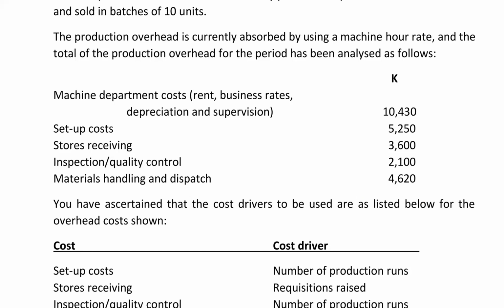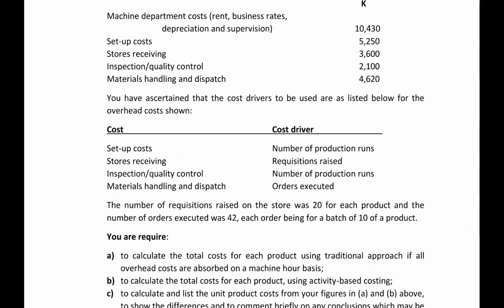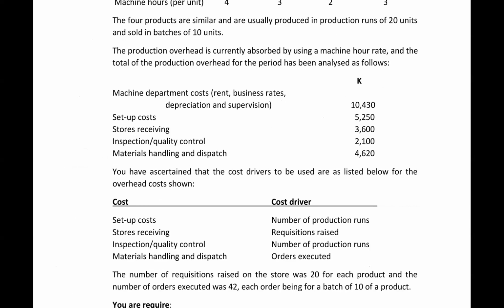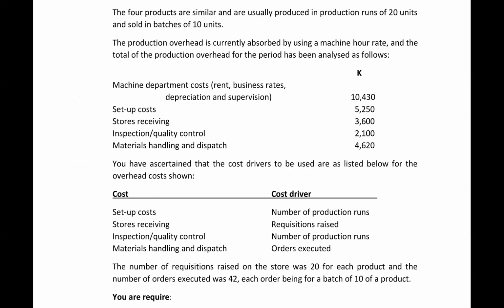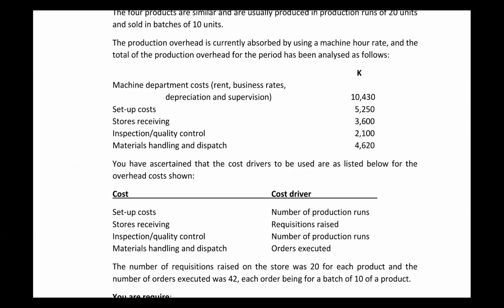We are given the basis of allocation, which is called the cost drivers. Here are the cost drivers. You use the following drivers. When allocating the setup cost, you should use the number of what? Production runs. Use the number of production runs that are there. Each product has got its number of production runs, by the way. So it is the number of production runs that will be used to allocate the setup cost. I will show you how that is done.